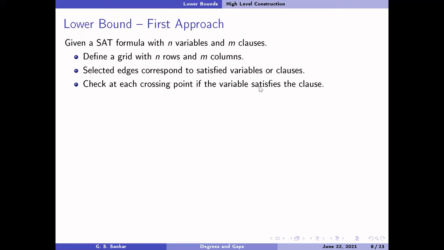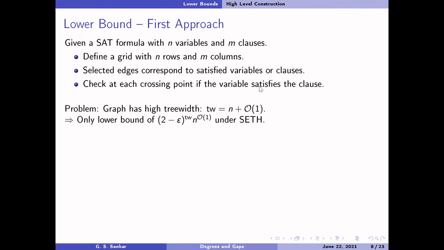So for a lower bound, remember, we want to start from SETH, and so we want to start from CNF SAT. And for reductions like this, the standard approach is to have some sort of a grid with n rows and m columns, 1 row for each variable and 1 column for each clause. And what we do is, at the crossing point of a row and a column, we check if the corresponding clause is satisfied by this corresponding variable. But this isn't really enough for us. I mean, this is a grid graph with n rows and m columns.